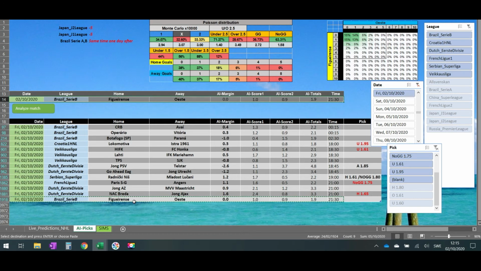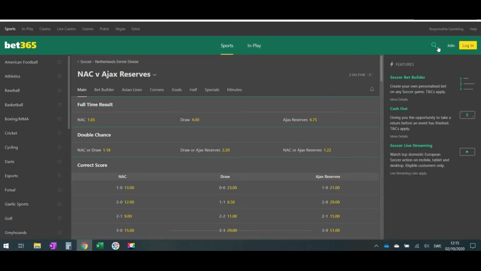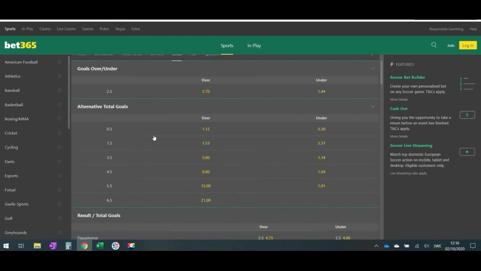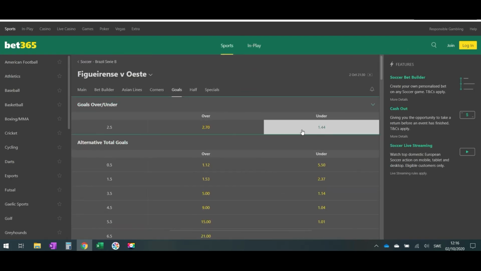And then let's check the last match over here from Brazilian Serie B. So we see that under 2.5 goals is an indicator. Let's check. Goals. Okay, under 2.5 goals is 1.44, so this is not a bet as well.